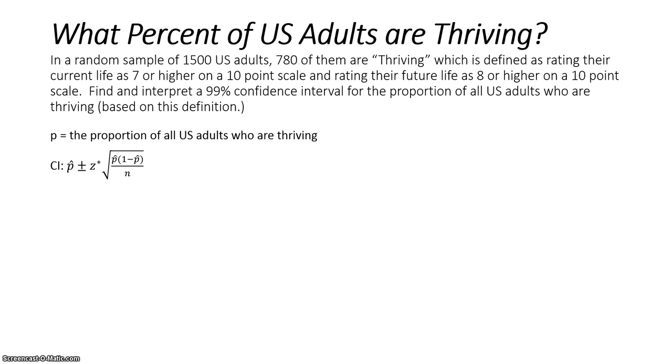Let's start with p hat. We've got 1,500 U.S. adults in our sample, 780 of them are thriving. So our sample proportion p hat is 780 out of 1,500, which gives us 0.52.